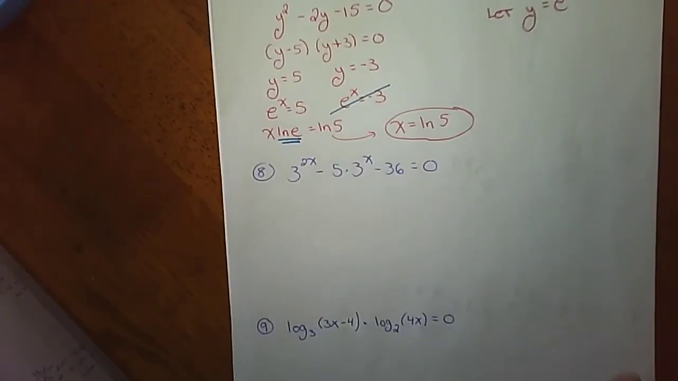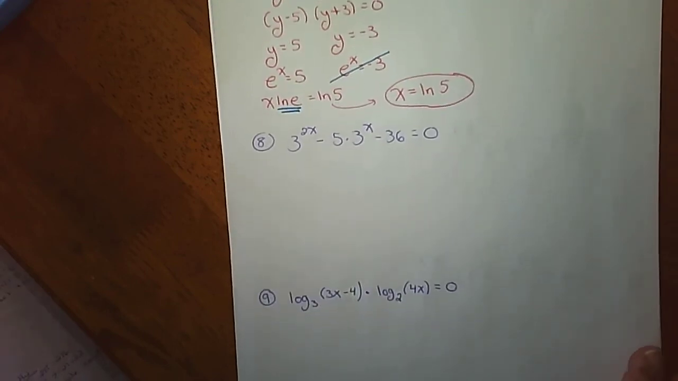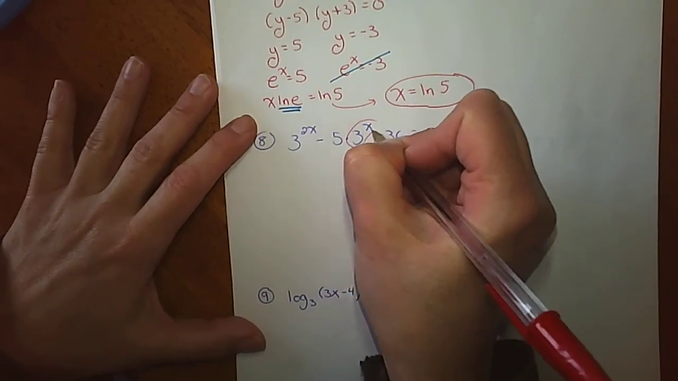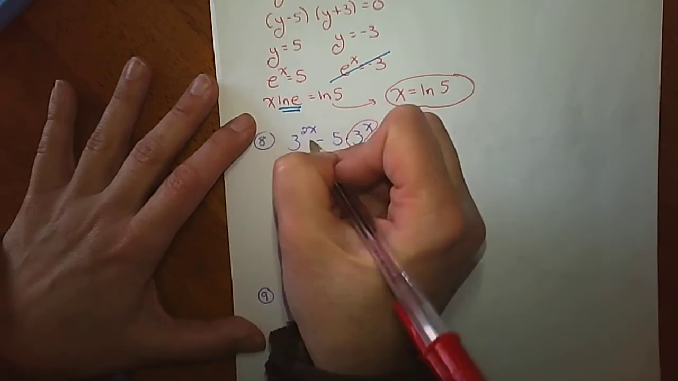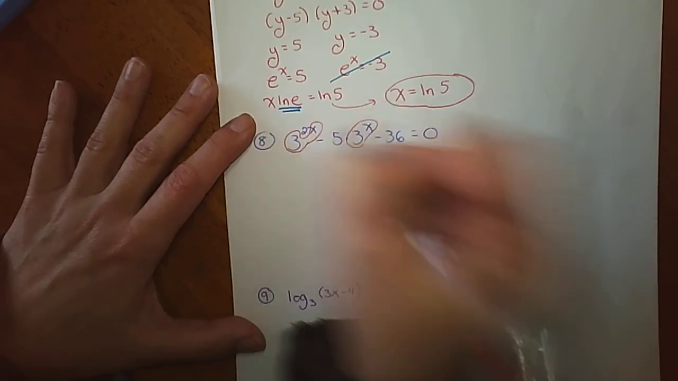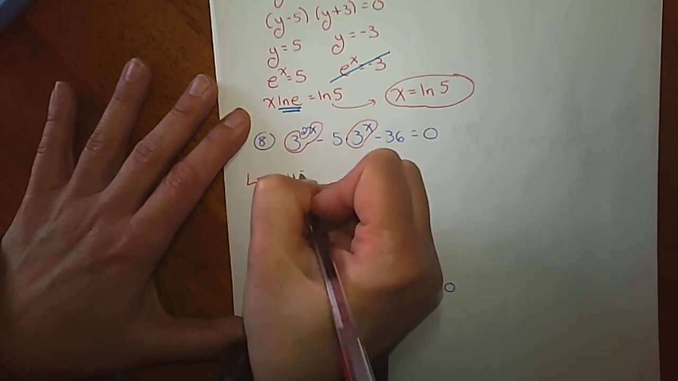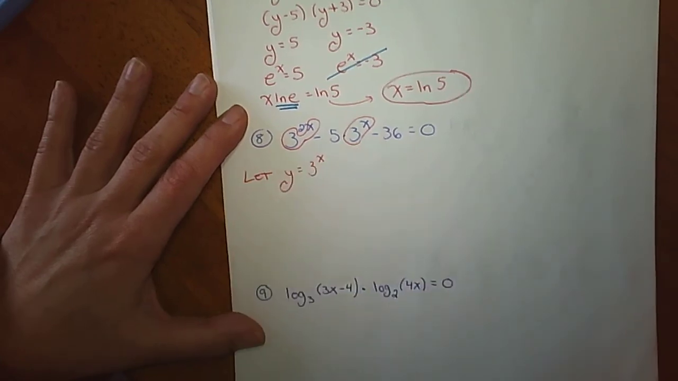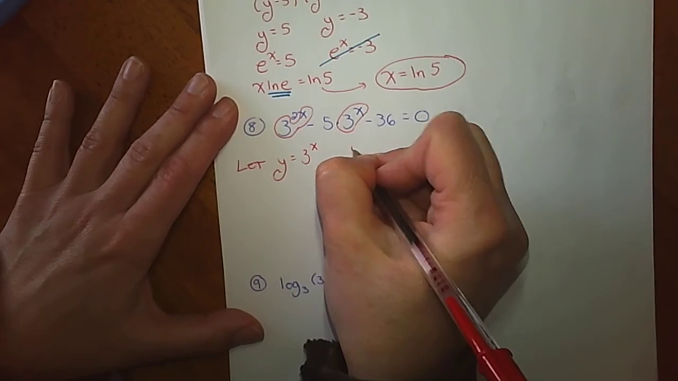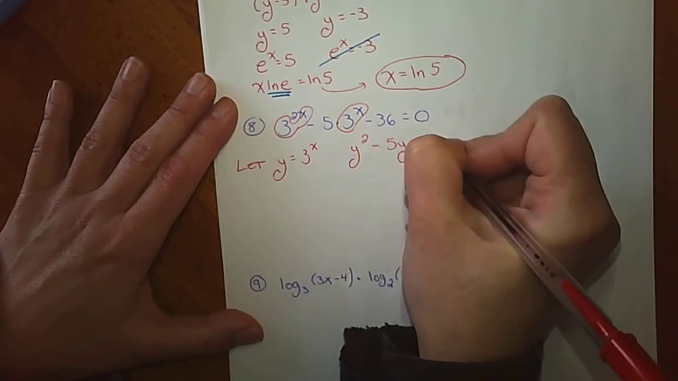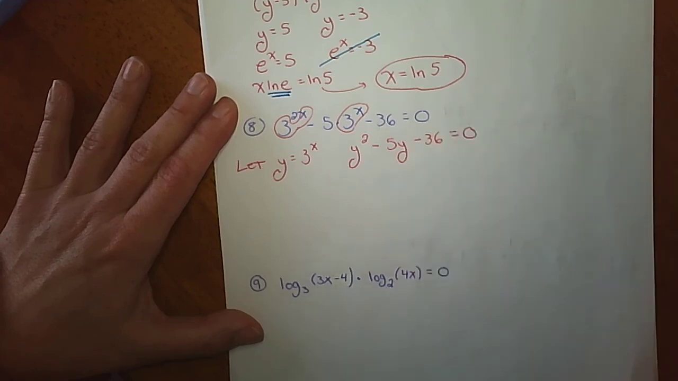All right, we're going to do the same idea for this one. What would I let y equal to in this one? Correct, 3 to the x, right? Because right here, we have a 3 to the x. And right here, I have a 3 to the x. So I'm going to let y equal 3 to the x. And when we do that, I get y squared minus 5y minus 36 equals 0.